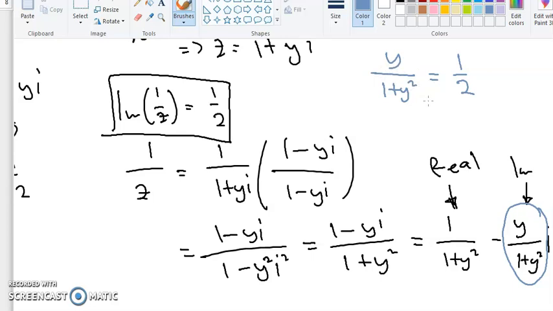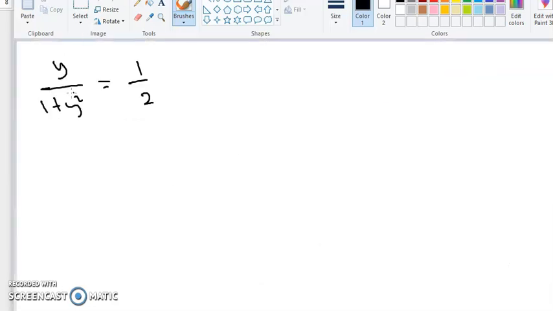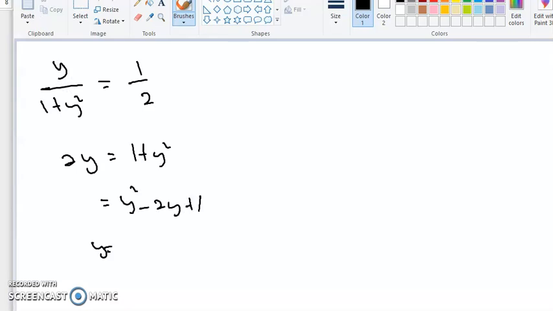Okay, I'm going to stop the video here. Try to find the y. Of course, not for me, actually it is for you. So we are going to continue. I hope you're already done trying to find y. So the y will be, 2y is equal to 1 plus y squared, and we are going to have y squared minus 2y plus 1.